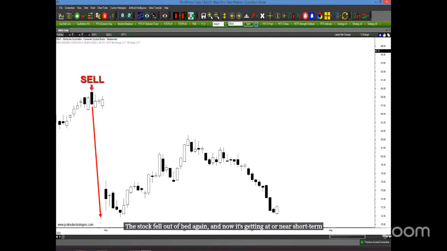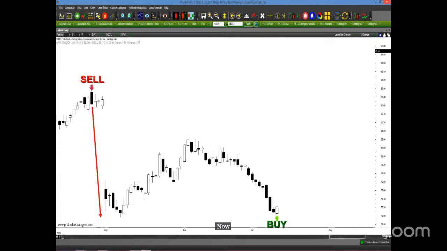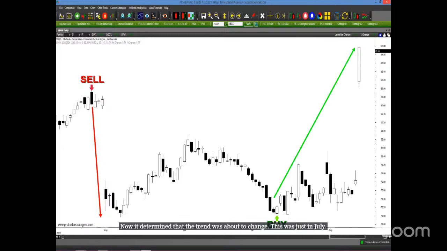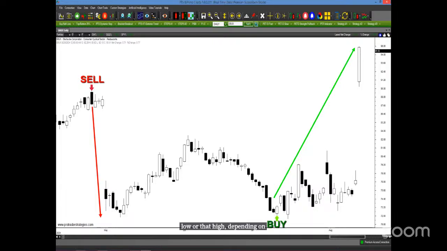But look what happened this time. It made a new low. Now it determined that the trend was about to change. This was just in July, and coming into a couple of months ago, the stock went roughly from $73 all the way up to $96. So a lot of times you'll see a signal such as this, and then you'll see it start to backtrack and give away a lot of what the trend was. But many times it will come back to that low or that high, depending on which direction the trend is.